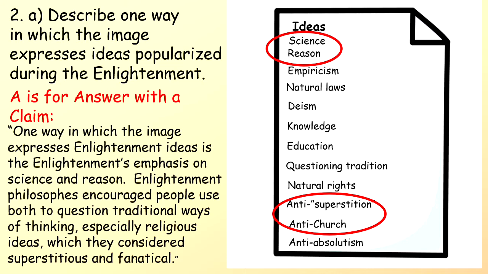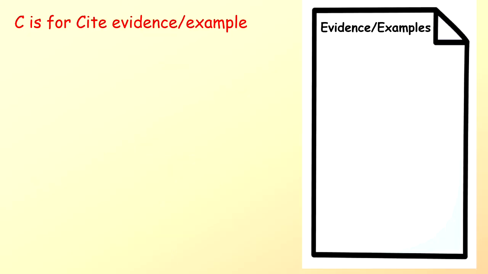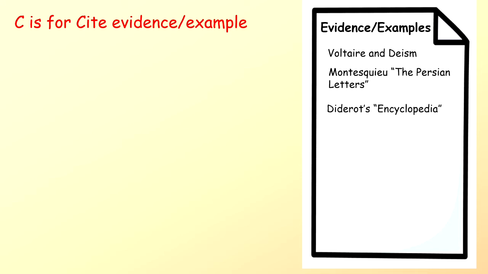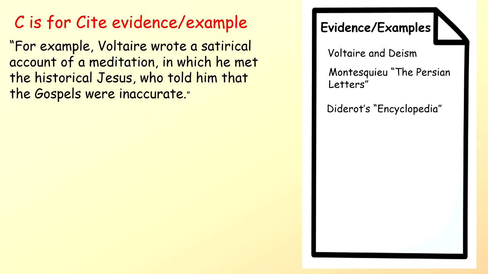We're not quite done yet. C is for cite the evidence. I consider evidence and examples to be the same thing, so you might just brainstorm a few of these. Voltaire and deism, Montesquieu and the Persian Letters, Diderot's Encyclopedia. So remember, you only need one. If I'm using the Voltaire and deism one, I might say this. For example, Voltaire wrote a satirical account of a meditation in which he met the historical Jesus who told him that the Gospels were inaccurate.